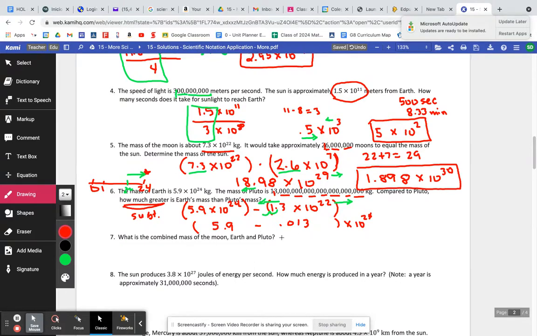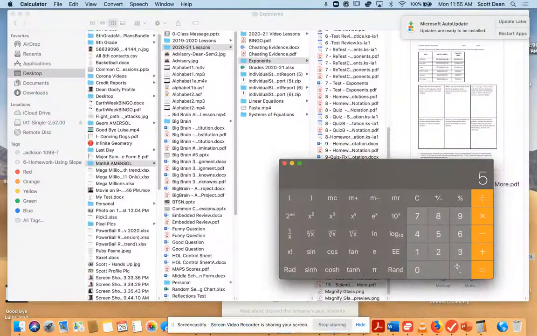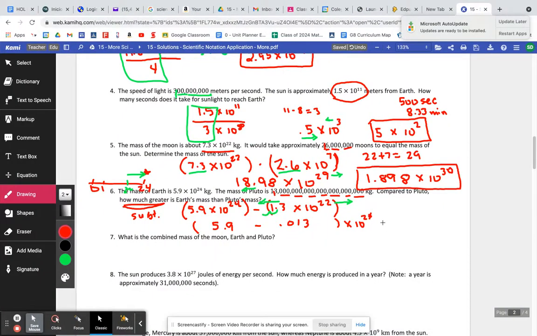5.9 minus 0.013 is 5.869. This part right here ended up being 5.869. So we got 5.869 times 10 to the 24. The power itself does not change.